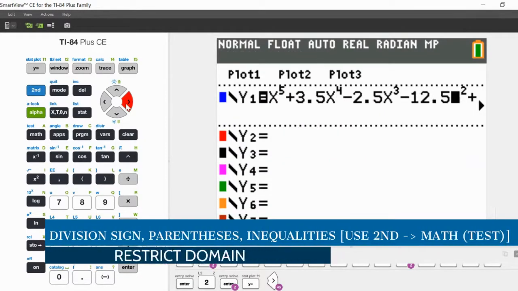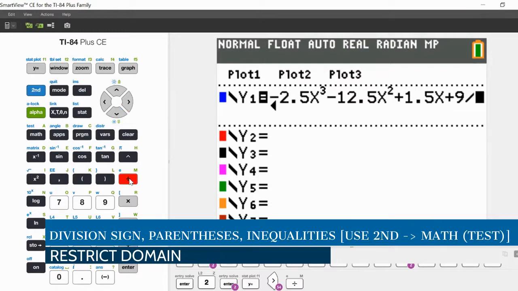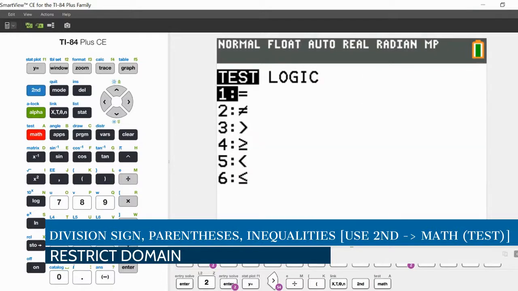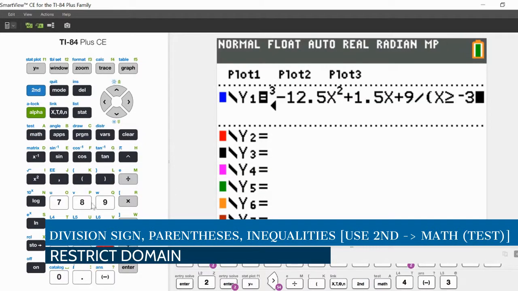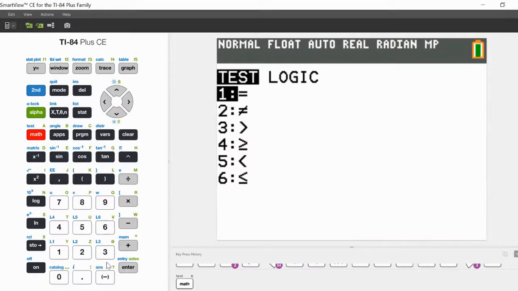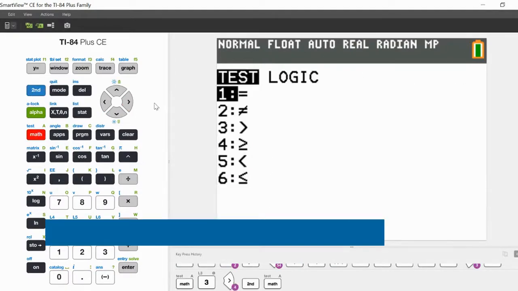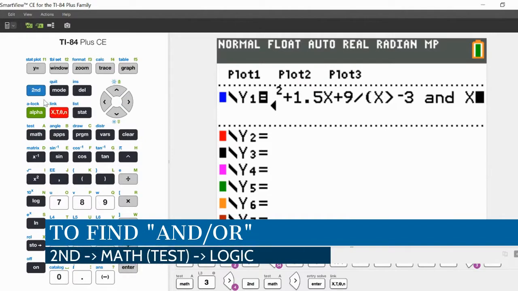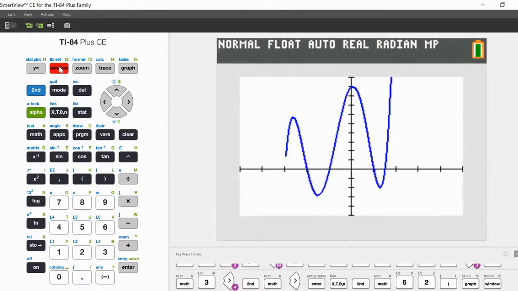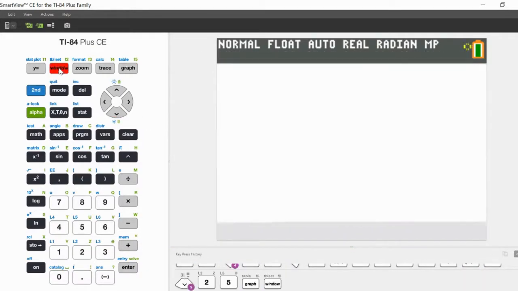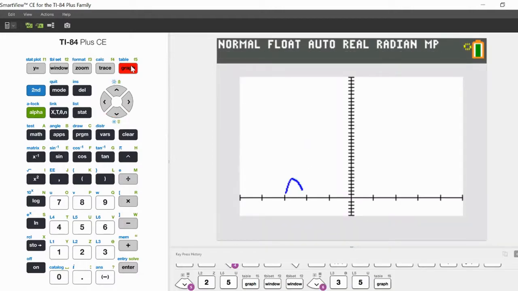Now, how do I restrict the domain? You hit second, math, and then you get test stuff. So in order to do this, you have to hit the division sign first, and then you have to put all of your restrictions in parentheses. So division sign, parentheses, and then x greater than -3 in this problem, and x less than or equal to 2. Now, in order to get the and, you hit second, math, that gives you your test stuff, and then you hit the right arrow to go over to find and or.